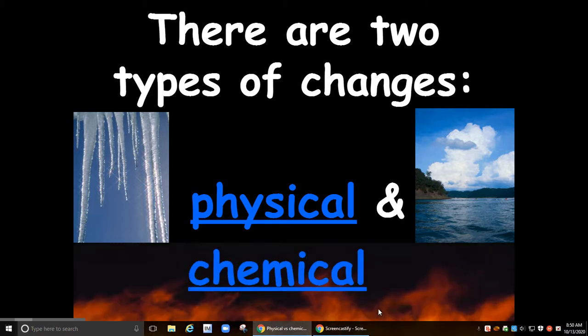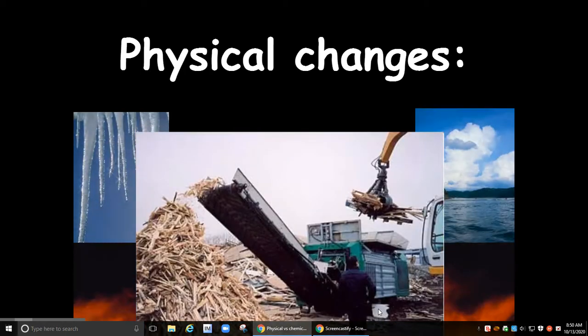So, it can go through changes, but still be chemically the same substance. Okay. And then, of course, there's chemical, and you see some flames there because usually, a lot of times, chemical changes occur when things burn. So here's some examples of some physical changes. You've got some wood being chipped up. You've got, of course, ice melting. You've got clouds forming, water evaporating. Those are all examples of physical changes.